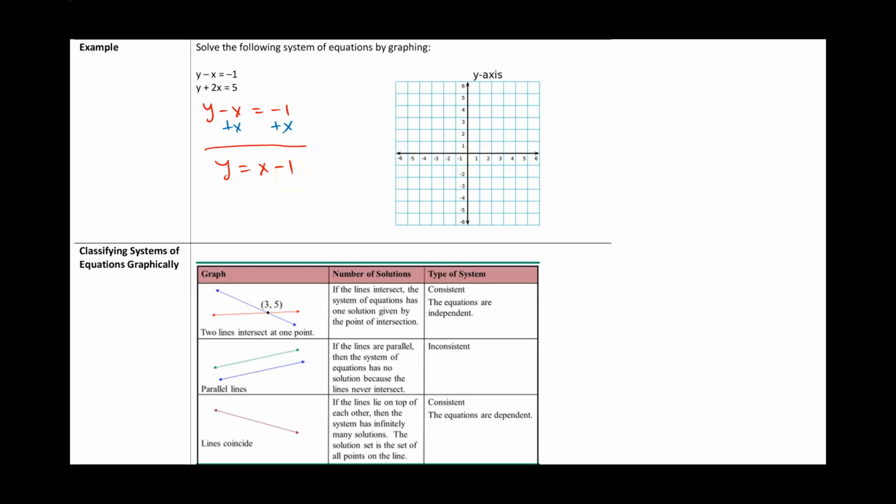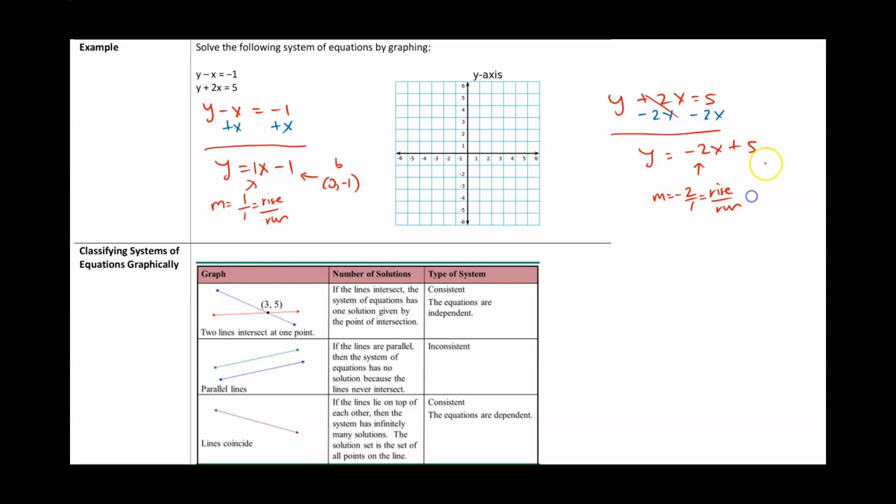That's my first line. My second line, which is y plus 2x equals 5, I need to subtract 2x from each side. So I'm going to get y by itself, then this cancels out, and it'll be negative 2x plus 5. So for each line, I'm going to highlight my slope. So my slope is 1 over 1, which is my rise over run. My y-intercept is (0, negative 1). This is my b. For my second line, my slope is negative 2 over 1, which is my rise over run. And my y-intercept is (0, 5). So let me graph both lines.